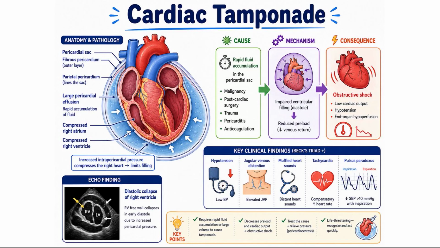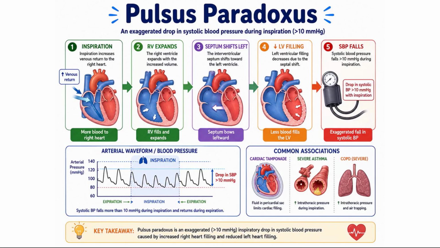Clinically, you're looking for Beck's triad and more: hypotension, JVD, muffled heart sounds, tachycardia, and pulsus paradoxus. On echo, look for diastolic collapse of the right ventricle. Key point: this requires rapid accumulation or a large volume. It's life-threatening, and you need to recognize and act quickly.